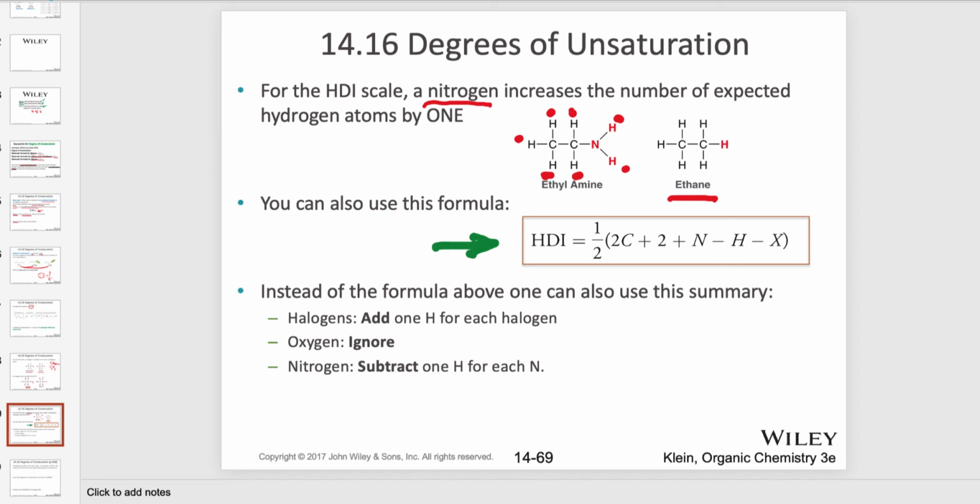But in terms of bonding structure, I always like to think about, if we have halogens, I get rid of the halogen and just replace it with a hydrogen. And then I have the formula I need to compare. Oxygens we can ignore, and with nitrogen we need to subtract 1 hydrogen for each nitrogen. And I have a detailed calculation in the handout that's also uploaded onto e-learning to discuss this HDI.